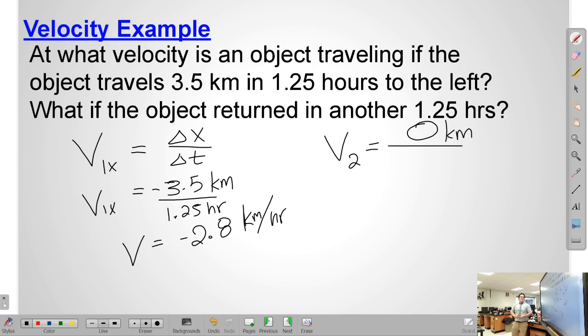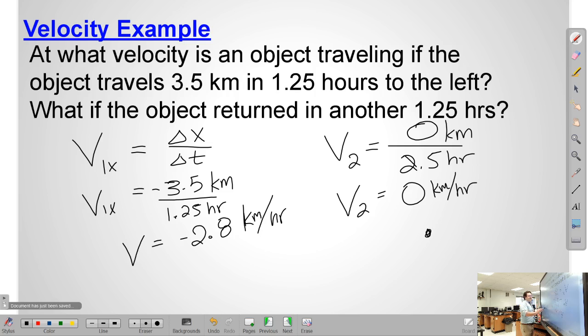I thought you went back 2.8. Where did you get 2.8? No, that's your velocity. But if it's a distance, you're not going to use the 2.8. I thought I had to use it. It's okay.